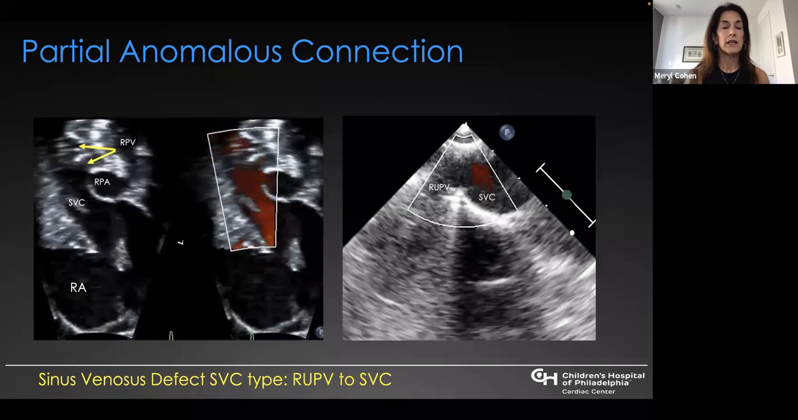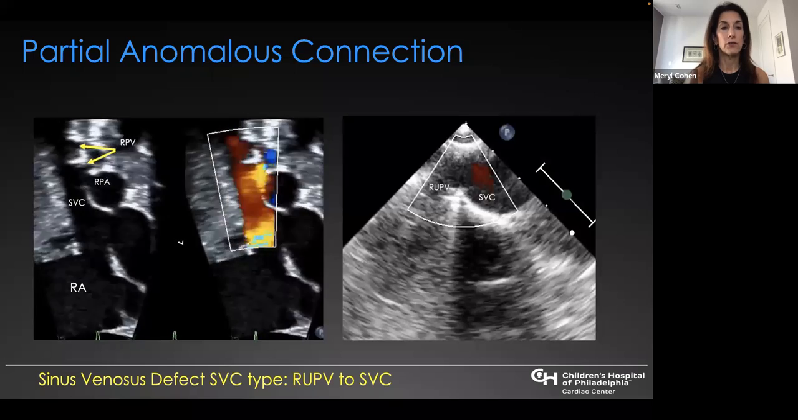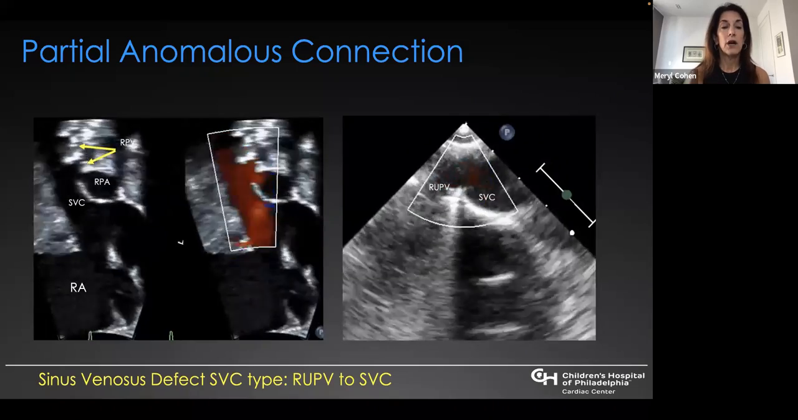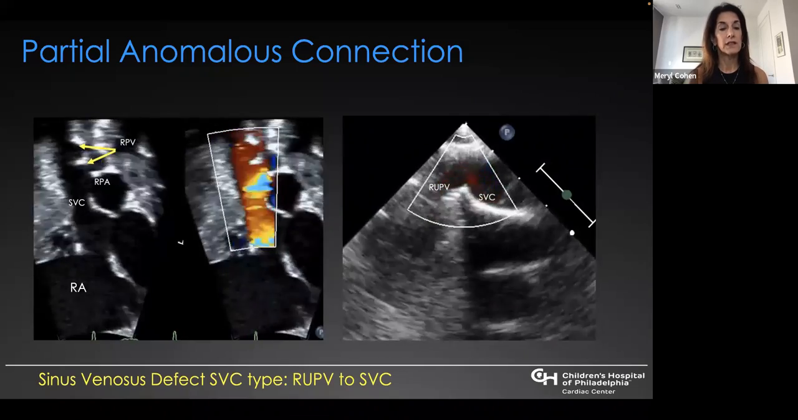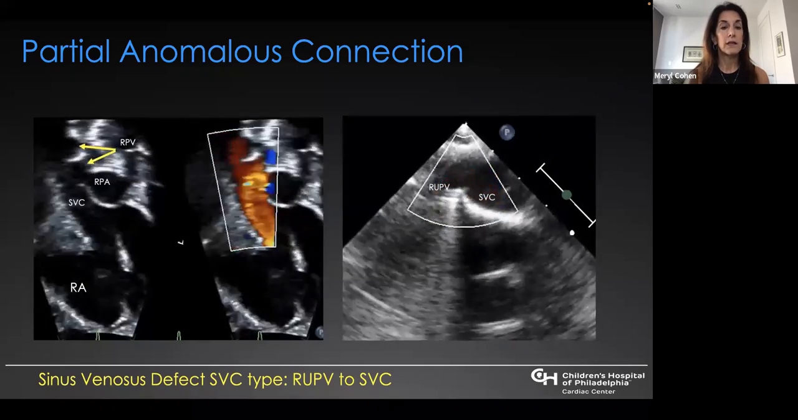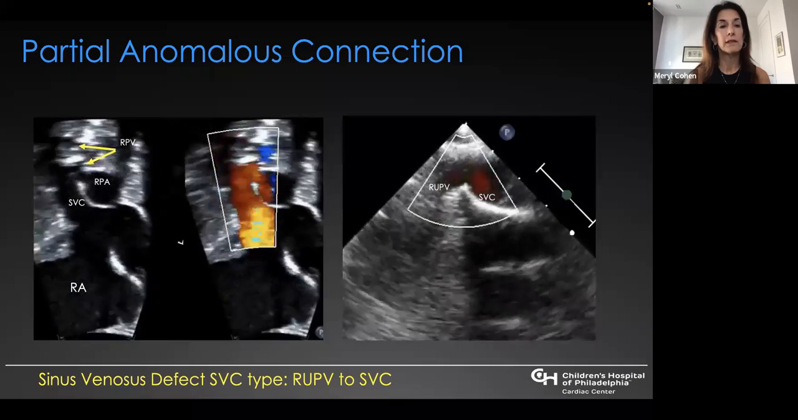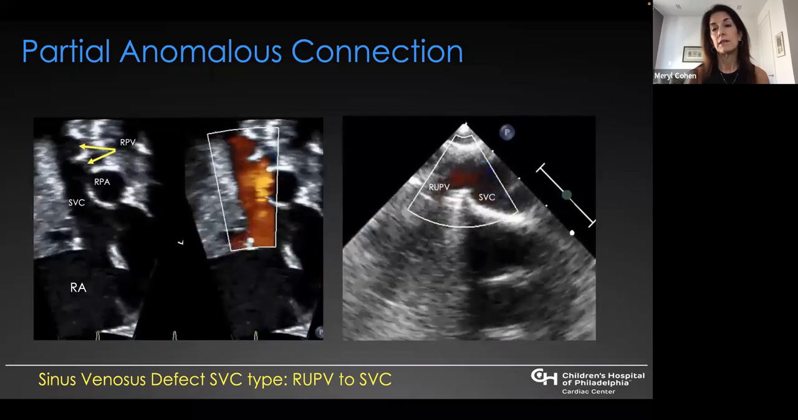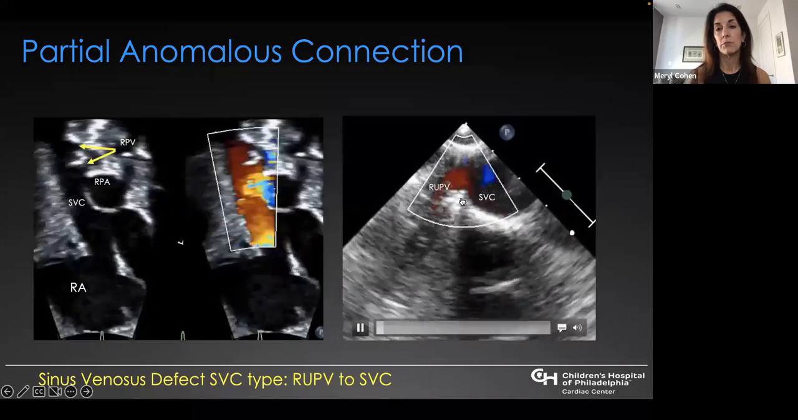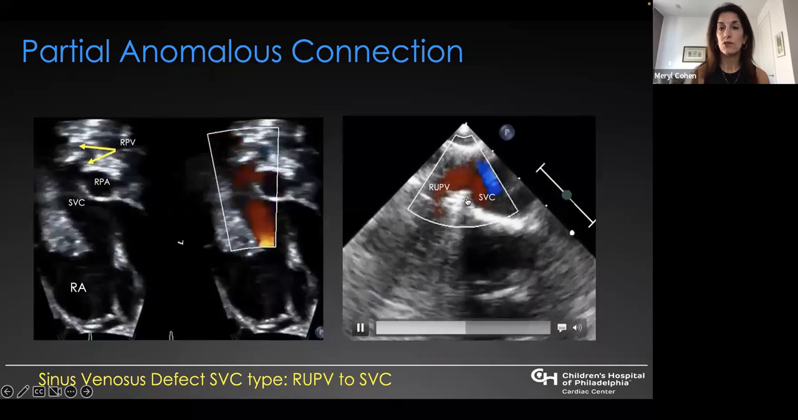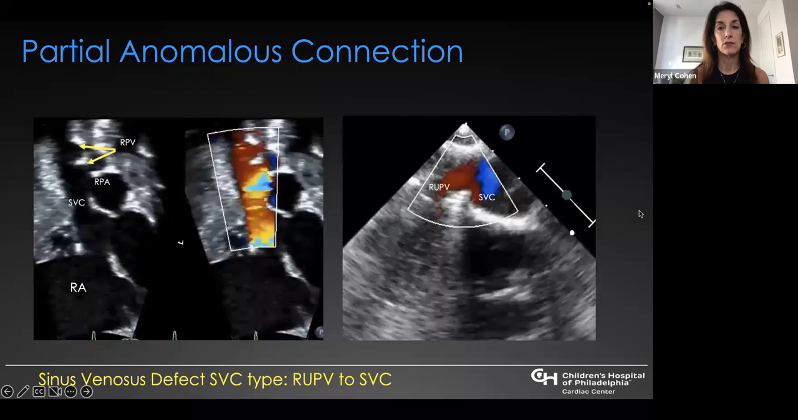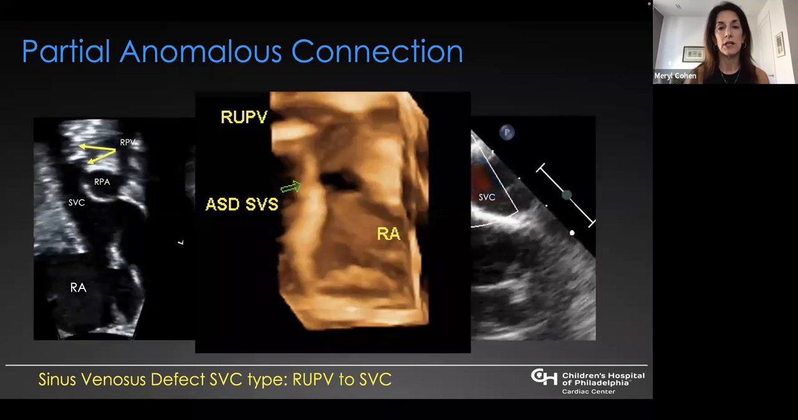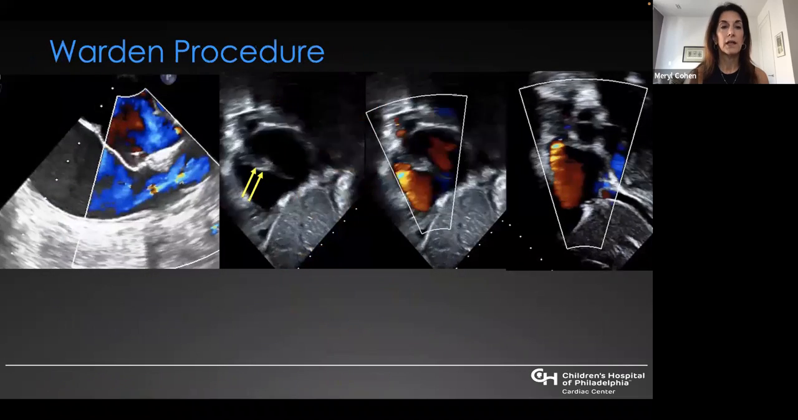Here you see in the subcostal sagittal view, a very nice demonstration in color compare mode of a sinus venosus of the SVC type defect with the right upper and right middle pulmonary veins connected directly to the right superior vena cava. You see that in this transesophageal picture on the right side of your screen, where the right upper pulmonary vein is connected directly to the superior vena cava. And we can use even three-dimensional imaging to help us with this diagnosis.